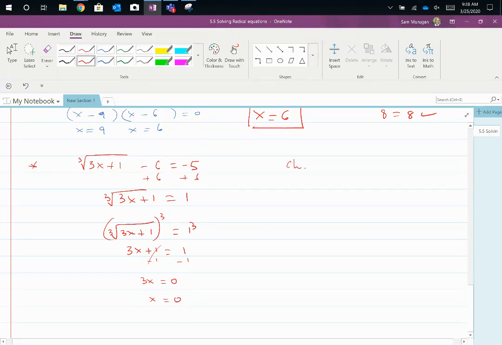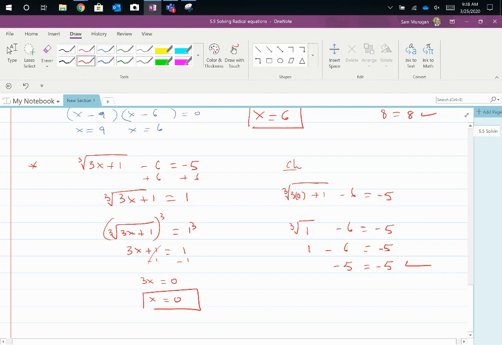Check. Substitute 0, the cube root of 3 times 0 plus 1 minus 6 is equal to negative 5. So the cube root of 1 minus 6 is equal to negative 5. 1 is a nice number. Cube root, square root, square, cubed, it's still equal to 1. So negative 5 is equal to negative 5. So this is a great answer. We're good with it.